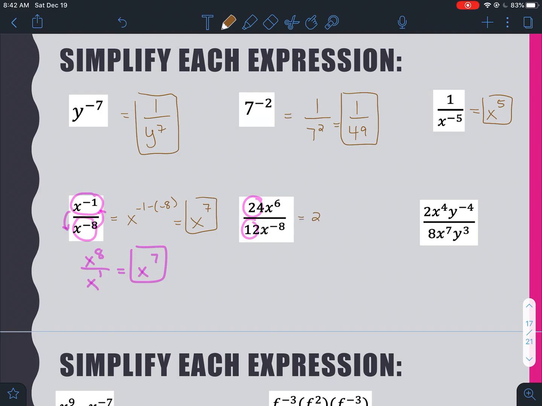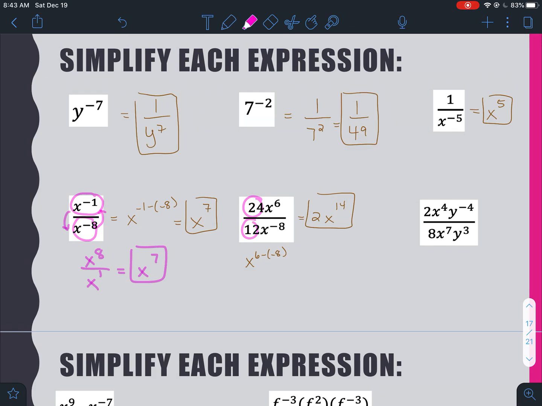On the next one, 24 over 12 is 2, so you would get 2. And then x to the 6th over x to the negative 8. So it would be 6 minus negative 8. So it would be x to the 14th. So you would get 2x to the 14th.